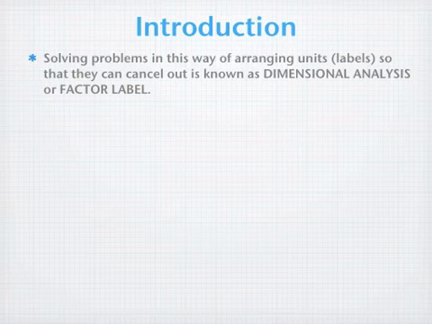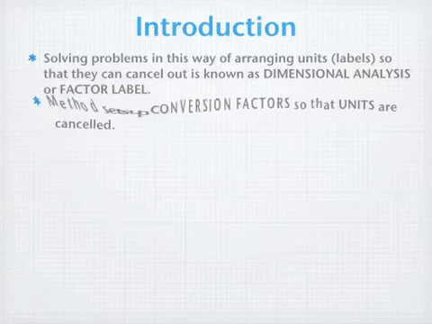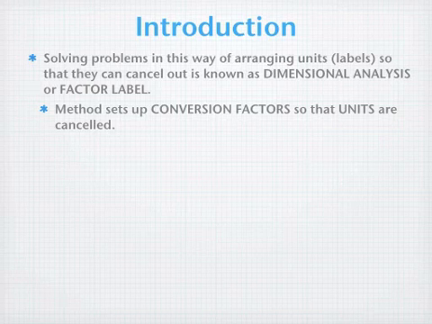In this video, we're going to look at the process of solving problems using dimensional analysis. This is going to be a major problem-solving technique. And dimensional analysis, as I mentioned before, is also sometimes called the factor label method. In all cases, what we're going to be doing is rearranging or using units and labels to cancel out so that we can obtain a final result from a starting number. This method sets up conversion factors, which we covered in the previous video, so the units are canceled out.